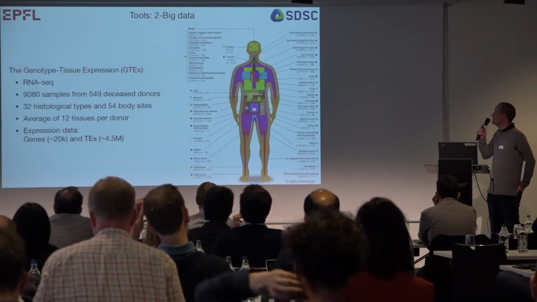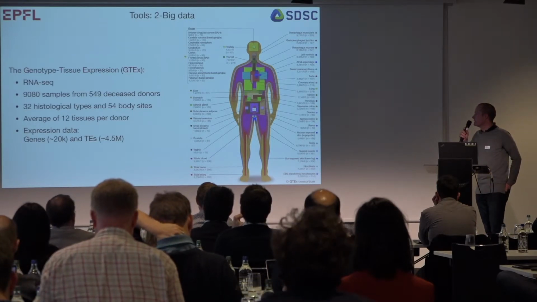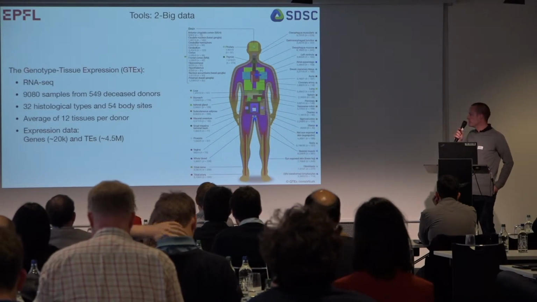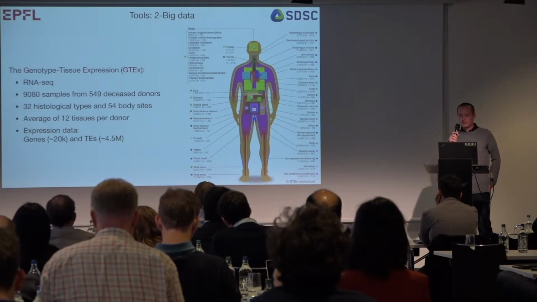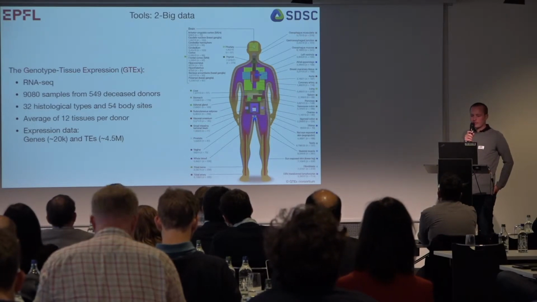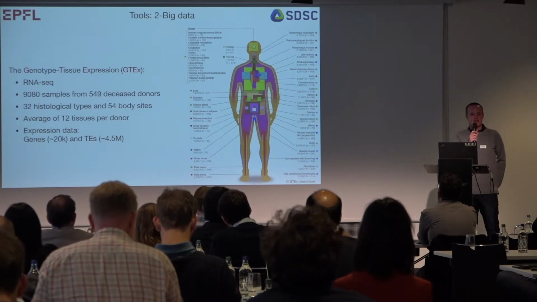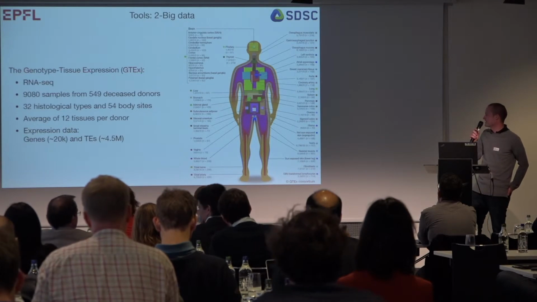Our second tool is the big data. We are lucky to have access to this data set, the Gene Tissue Expression data set, which is coined in the field as the GTEx. It's RNA-seq data from around 9,000 samples from 500 deceased donors. They claim they are healthy donors, even though they are all dead, but I guess they are healthy dead.